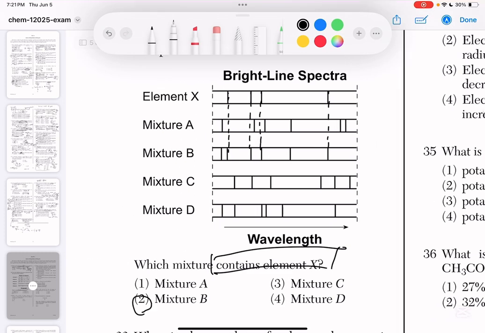So it's actually B. Bright line spectra is something that you get when you blast energy at something, and then the electrons get excited and go to a higher energy level, but when they return, they emit a photon, and they have this bright line spectra that is unique to that element. So this is what you have going on here.